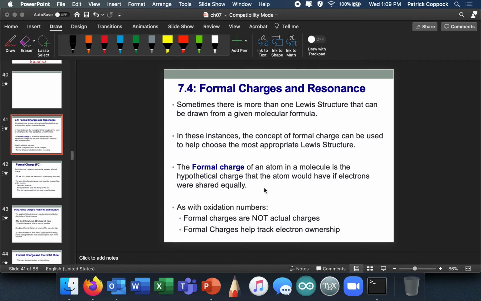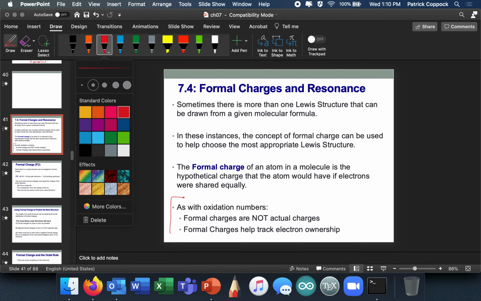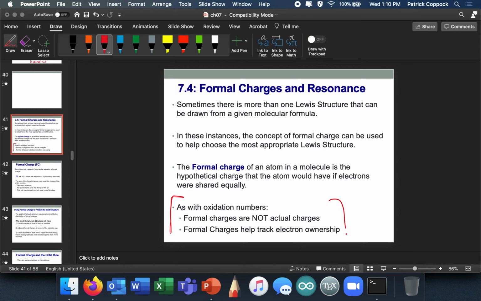better. Now, a formal charge of an atom in a molecule is the hypothetical charge that an atom would have if the electrons were in fact shared equally. So just like with oxidation numbers, formal charges are not real charges. This is a way of keeping track of things. It's just like an accounting game. So they matter, but they're hypothetical.